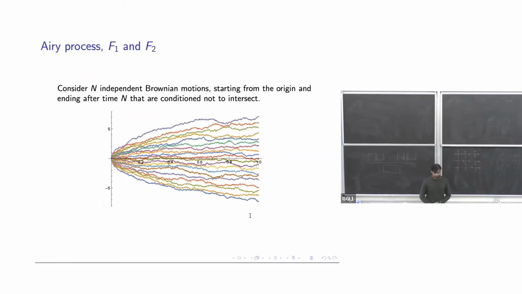One way to define an Airy process and the F1 and F2 distributions is to look at Dyson Brownian motions. We start n independent Brownian motions from the origin and run them until time n. These are conditioned not to intersect. You get a picture like this. The right boundary is free, so they're allowed to end wherever they want.